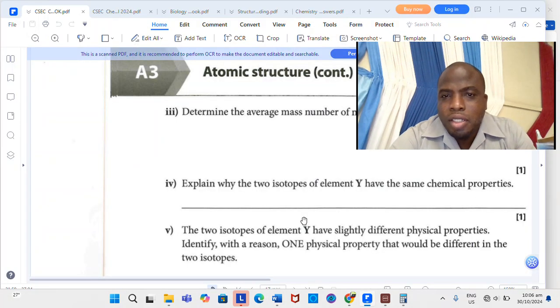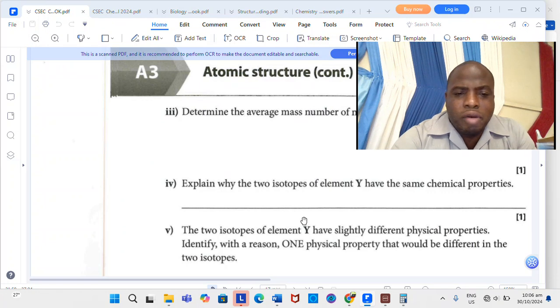The next question speaks to, and we spoke about it already, explain why the 2 isotopes of element Y have the same chemical properties. Now, they will have the same chemical properties because they will have the same number of protons, which means they have the same number of electrons, right? Since they have the same number of electrons, they are going to end up with the same electronic configuration. Remember, I said it earlier, the electrons that are going to be involved are the outermost electrons, the valence electrons. And if you work out that of this Y, it's 11.